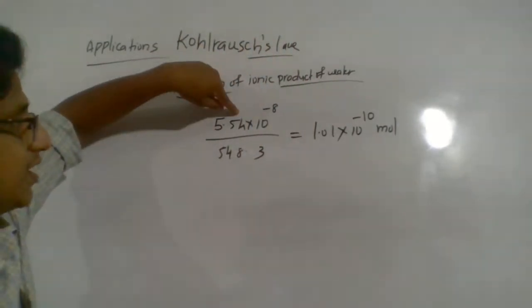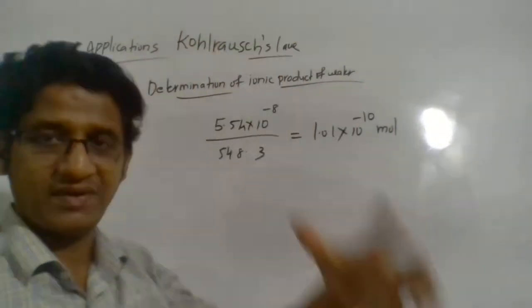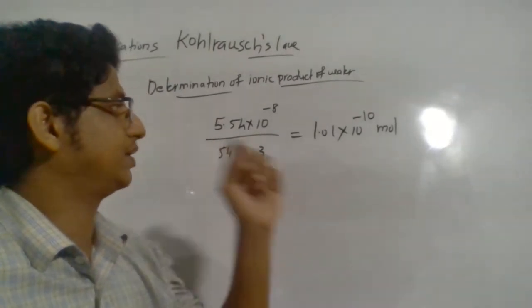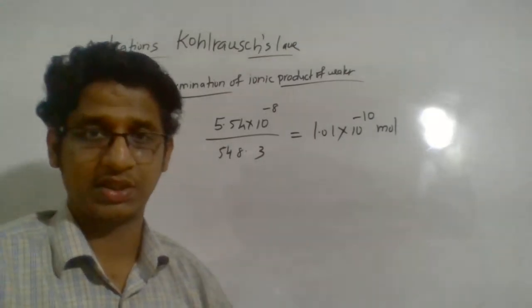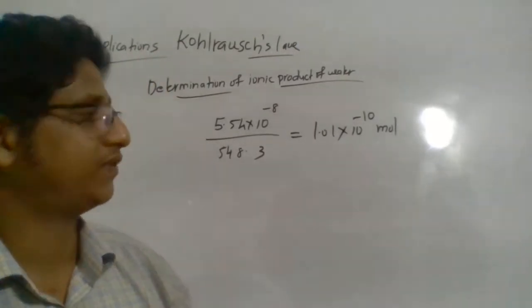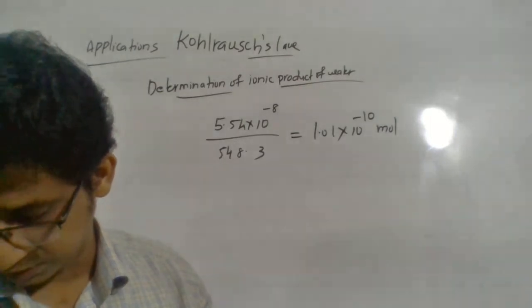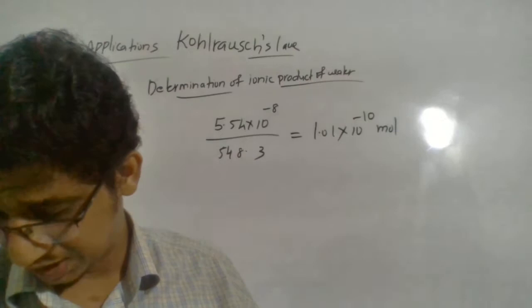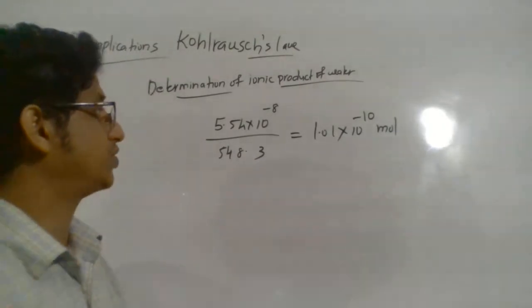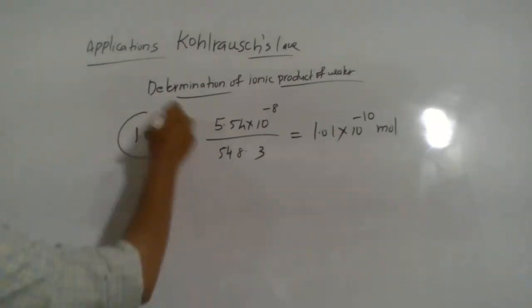If you have the conductivity value and the molar conductivity value, divide them and take the ratio. You will get the concentration of H plus ion, which is equal to 1.01 into 10 raised to minus 10 mole, and the concentration of OH minus ion, which is also equal to 1.01 into 10 raised to minus 10 mole. Now this is talking about within 1 centimeter cube volume.